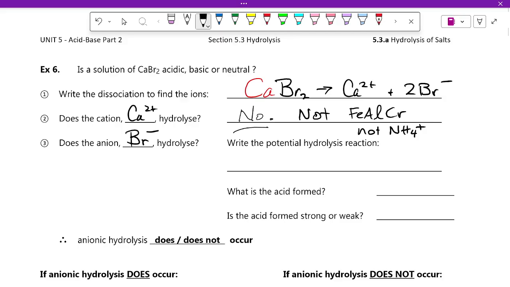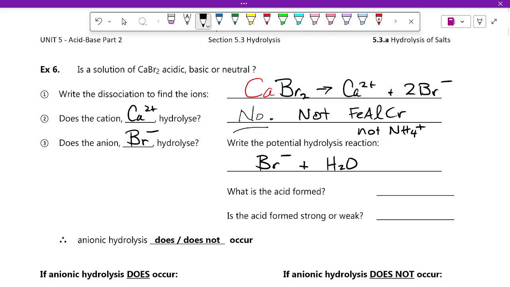Now, if you are able to just say, I know that the conjugate acid of Br minus is HBr, so it will not hydrolyze, you don't have to go through this next step. Does that make sense? You can just say I know it doesn't, but we're going to do it just for completion's sake. So if you're having trouble seeing whether it will hydrolyze or not, try it out.